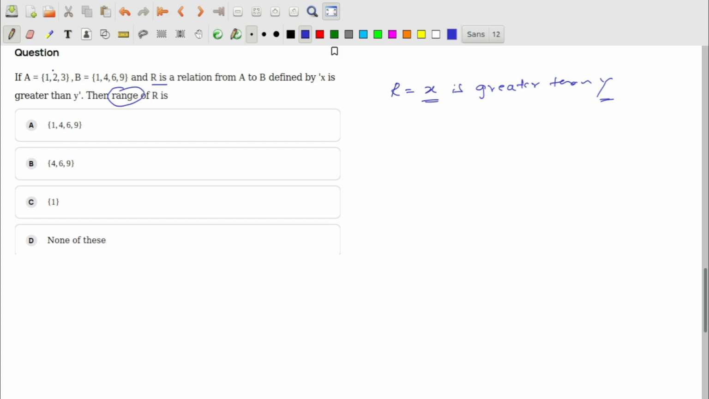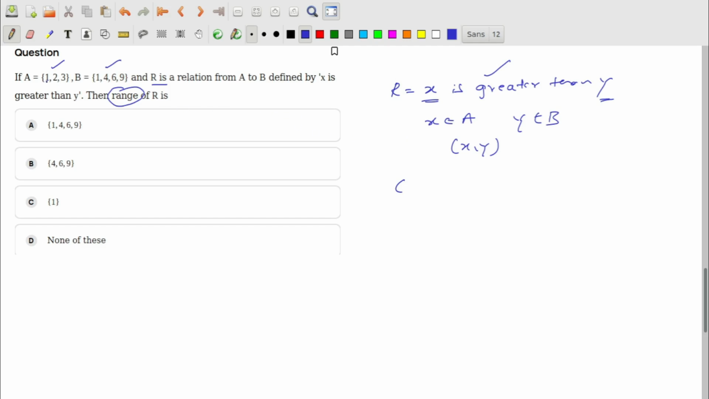There are 3 elements in A and 4 elements, 1, 4, 6, 9, in B, and the relation between these two sets A and B is given here. Before finding the range, let me find the ordered pairs which satisfy this condition. So x is greater than y. Here x belongs to the first set A and y belongs to the second set B, so the ordered pair will be (x, y), and this (x, y) must satisfy this condition. What are those pairs of numbers which satisfy this condition?